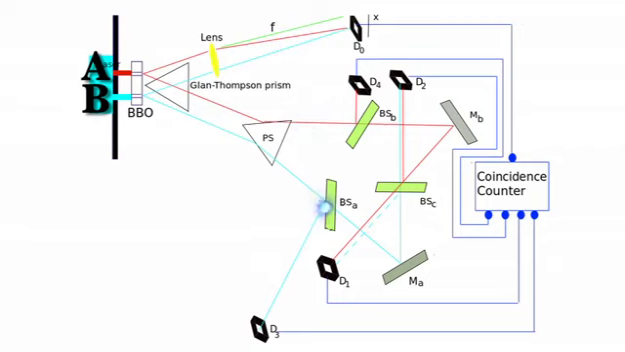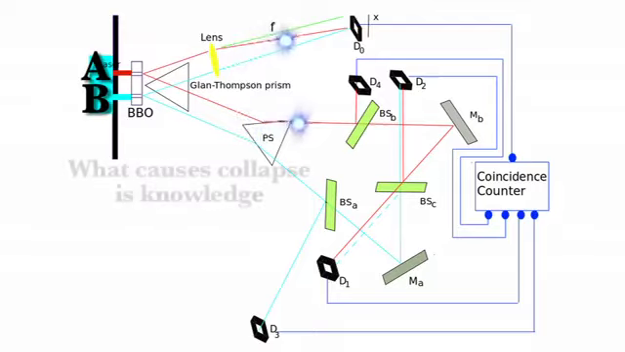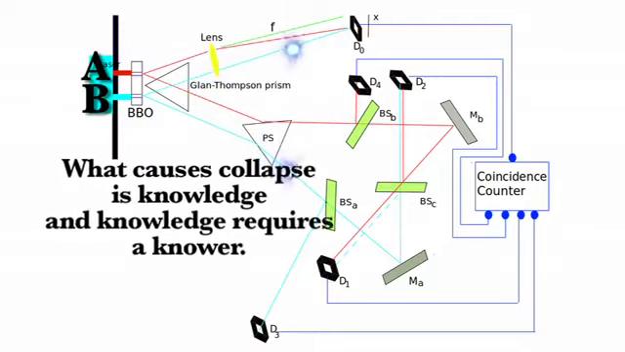The particles act in a way that correlates to our knowledge. See, what causes collapse is knowledge, and knowledge requires a knower.